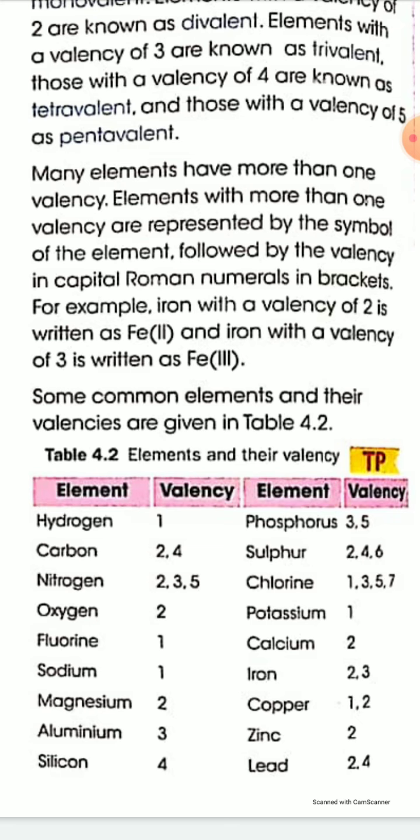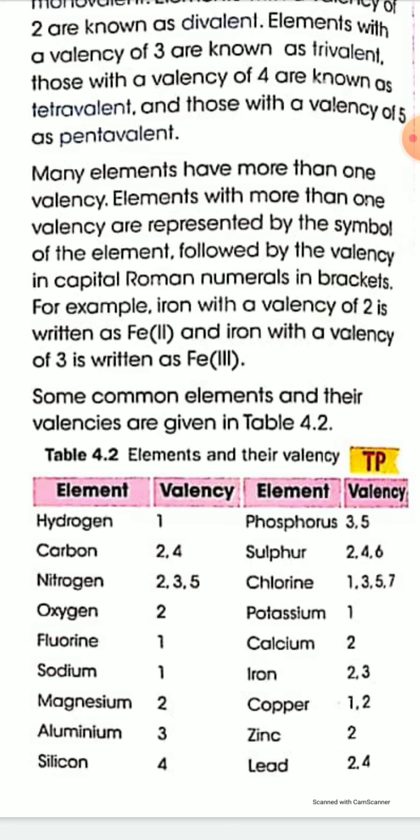Fluorine valency is 1. Sodium valency is always 1. Magnesium valency is always 2. Aluminium valency is always 3. Silicon valency is 4. Phosphorus valency 3 and 5, so phosphorus can show 2 valencies. Sulfur can show 3 valencies: 2, 4, 6. Chlorine has valencies 1, 3, 5, 7, four valencies. Potassium always has a fixed valency, and the valency of potassium is 1. Calcium always has a fixed valency of 2.